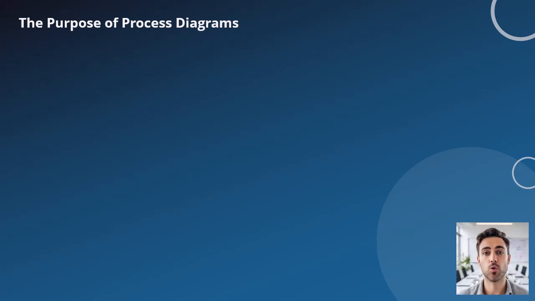The primary goal of these diagrams is to eliminate miscommunication between diverse groups. Whether you are a manager or a developer, a shared visual language ensures that process improvements are understood and implemented correctly.